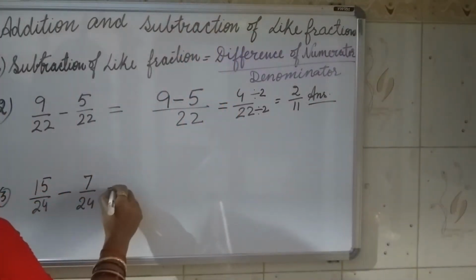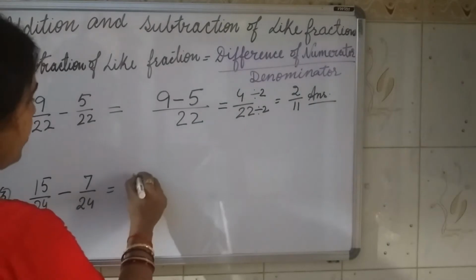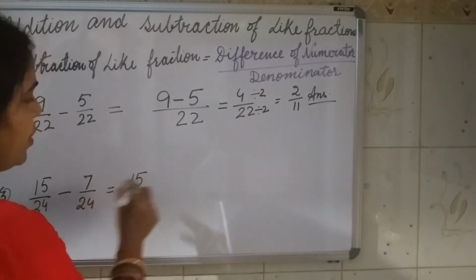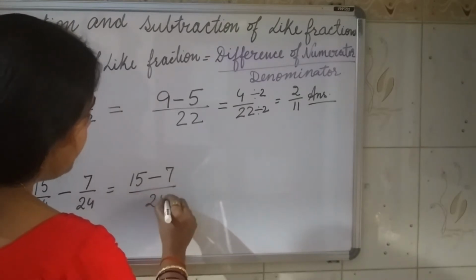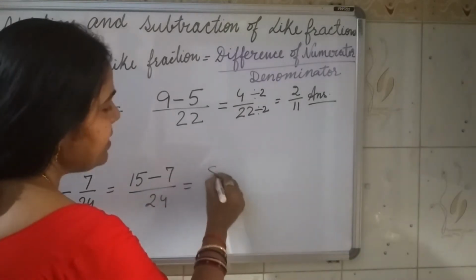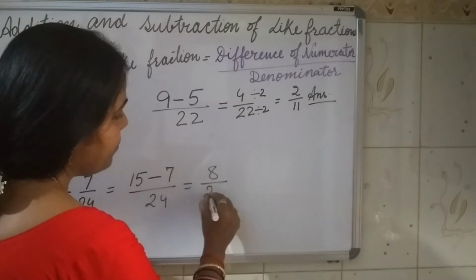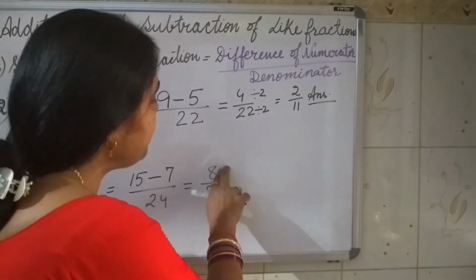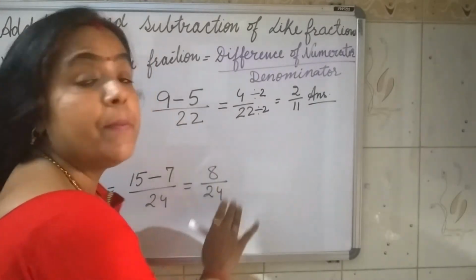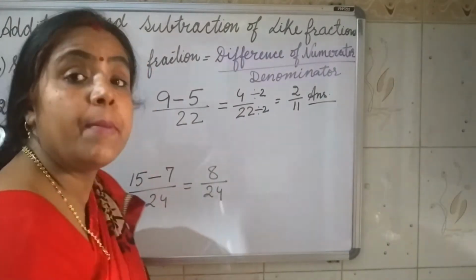Now the next example, 15 upon 24 minus 7 upon 24. 15 minus 7 upon 24. 15 minus 7 is 8 upon 24. Now are both numbers divisible by any number? Yes, it is divisible by 2. It is divisible by 4. It is divisible by 8 also.